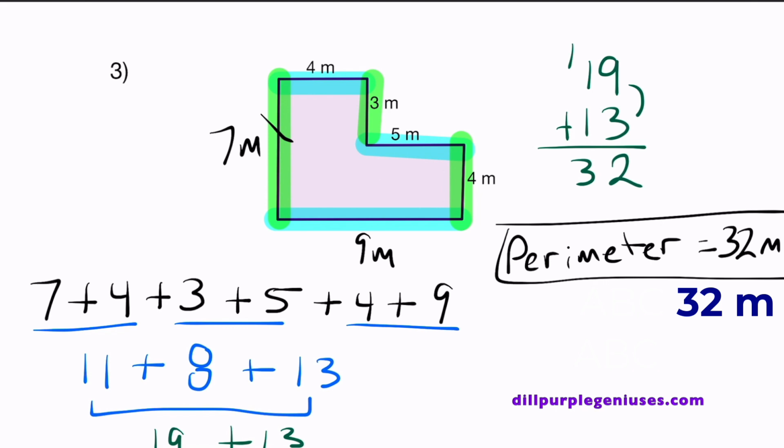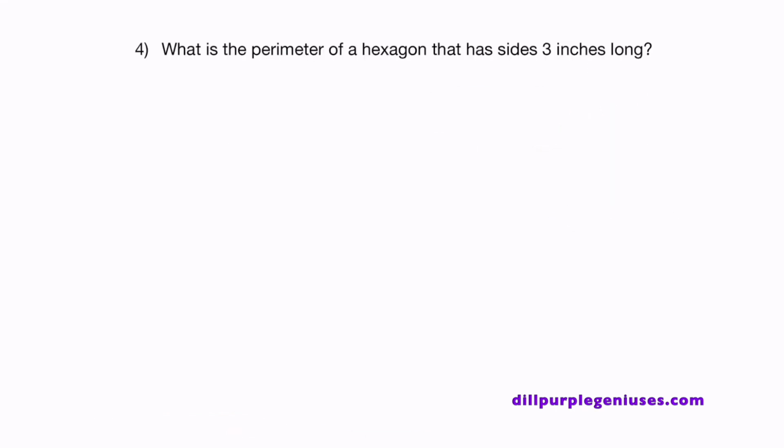Let's move on to the last problem. In number 4, we have a word problem. The question is, what is the perimeter of a hexagon that has sides 3 inches long? When a word problem is presented to you, it is good to create a picture. In this problem, we need to draw a picture of a hexagon. Remember that a hexagon has 6 equal sides. Don't worry if the picture is not perfect. This is just simply a diagram to help you solve the problem.